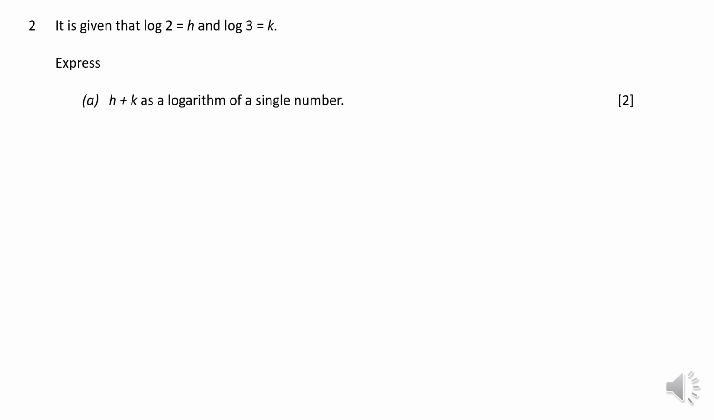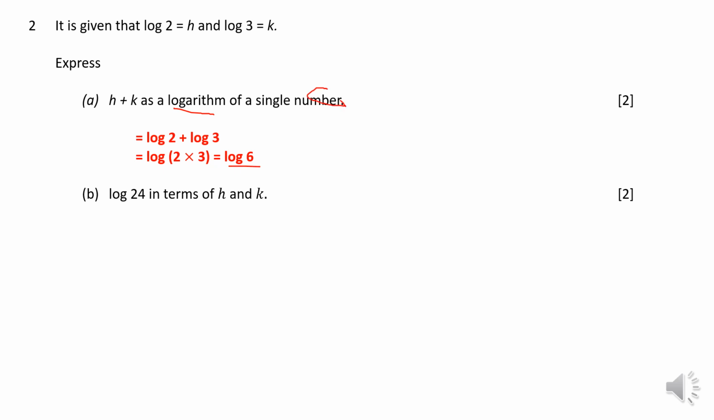So it's a clever way of substitution. Everywhere I have an h, I'm going to replace that with log 2. And everywhere where I have a k, I replace that with log 3. Now, when we're here, we're not done. We use our log laws such that when we add logarithms of the same base, we multiply the numbers. And the final answer here is log 6. Again, I emphasize, do not work it out. We want it as a logarithm of a single number.